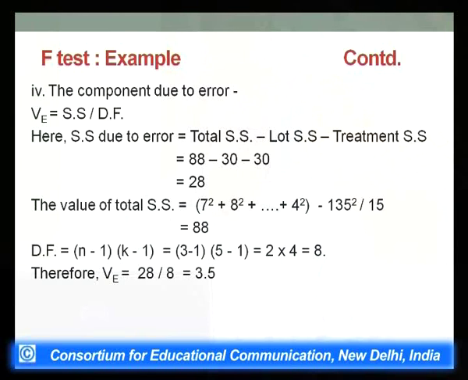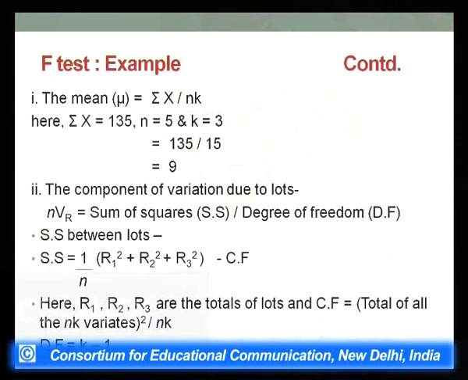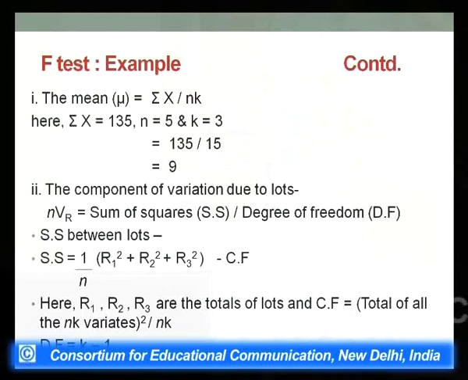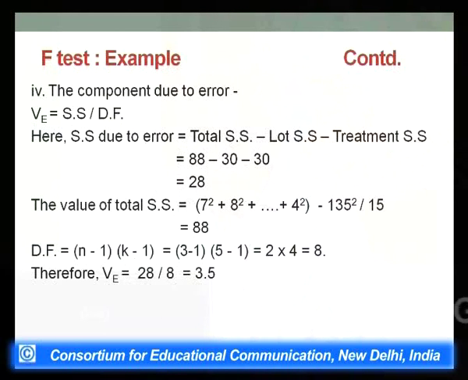Then we worked out the component due to error. You see, this is the fourth item. Let me help you to remember. First was the mean, to work out the mean of all three. Second was the component of variation due to lots, because there were 3 lots. Third was the component of variation due to treatments, that we worked out. And then the fourth is the component due to error. So there are 4 things which we have worked out.